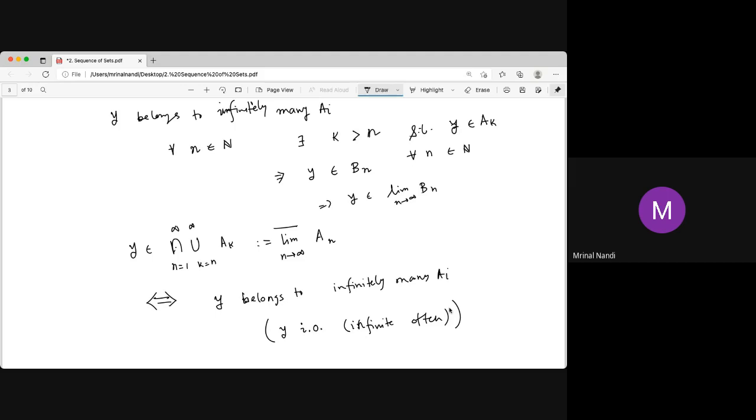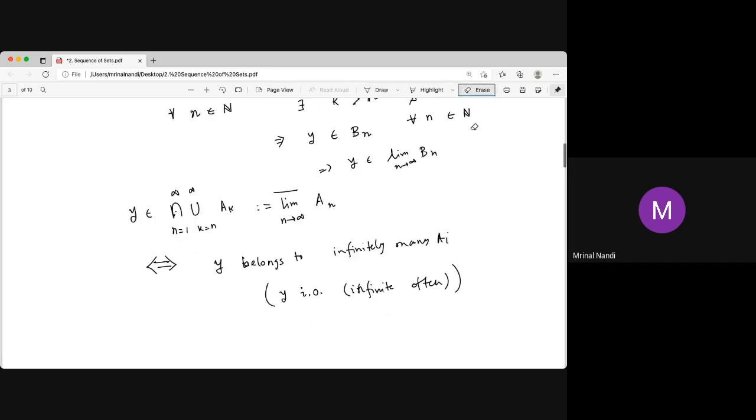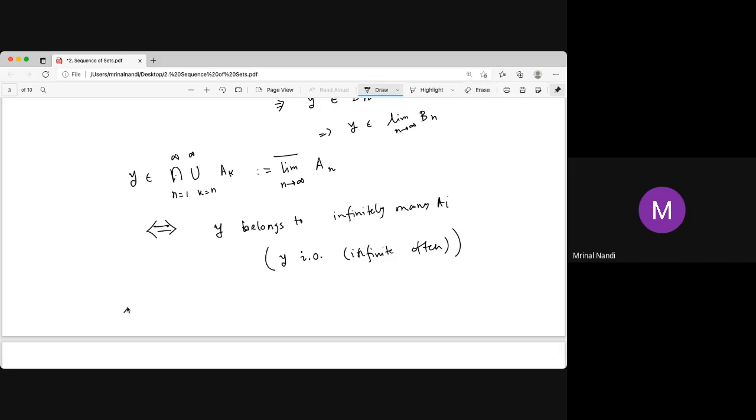So eventually, for every large value of n, y will be, after that large value of n, in some A_k. So that's why it's called limit superior. Every element of the limit superior is actually infinitely often. The elements that occur infinitely often are exactly the ones in the lim sup. So your lim sup, which is by definition this intersection and union, is the set of all y in omega such that y is in A_n infinitely often. We just write that.